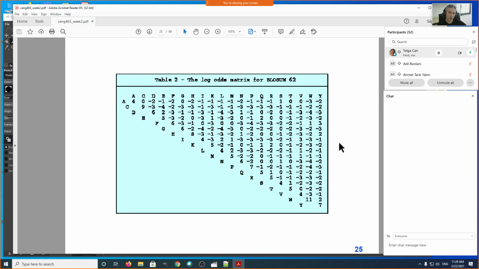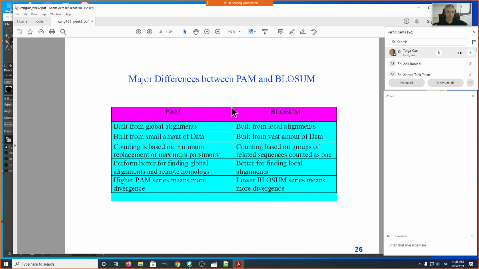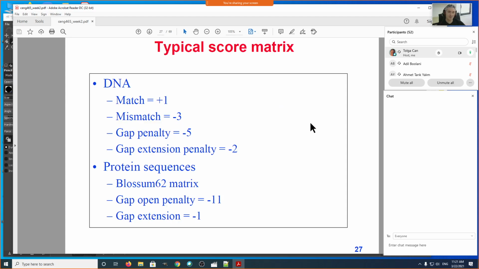We are going to talk more about these things when we come to profiles of sequences. We'll see how they are actually computed as log odds matrices. Log odds basically means that the 2 here is like 2 times more likely to see in that position than a random matchup. They are built from some known homologies, and there are some differences between these two scoring matrices. Again, I'm going to come to those later.